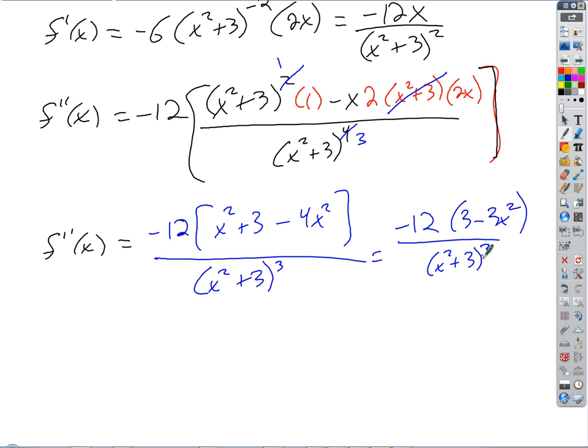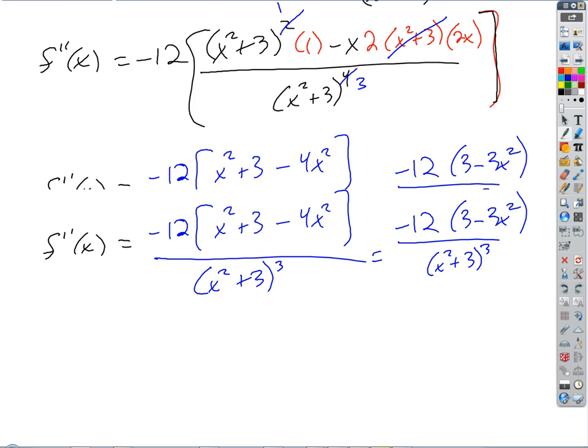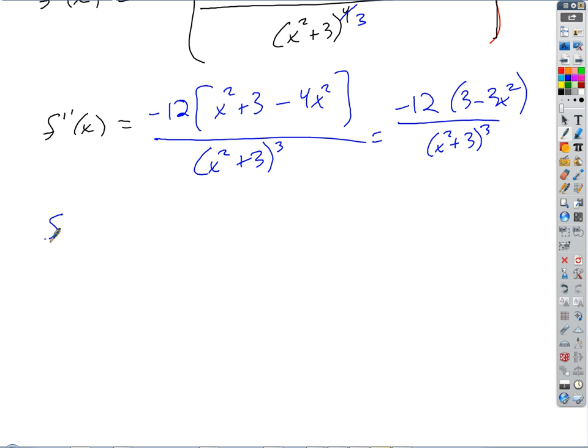And it'd probably be useful to take a 3 out of there, too. Sure. So we end up with f double prime equals negative 36 times 1 minus x squared over x squared plus 3 cubed. Okay, so now we've got to find critical numbers.